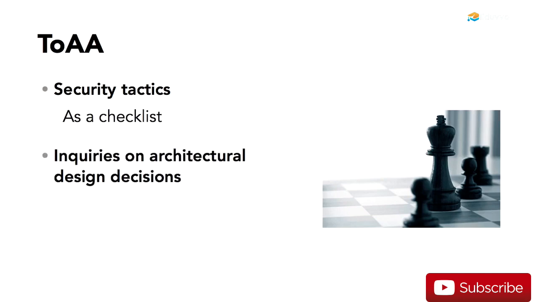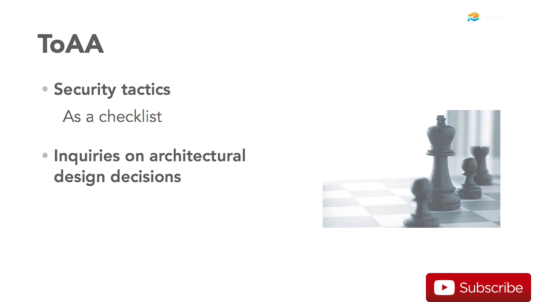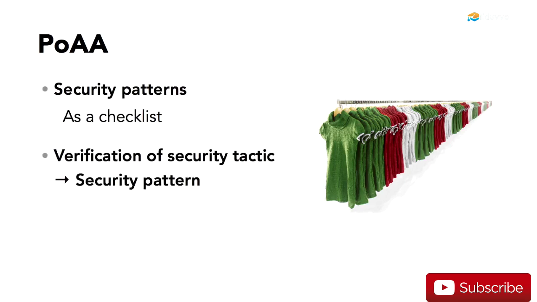During the TOA phase, you can use security tactics as your checklist to inquire about whether any architectural design decisions have been made to address the security tactics. During the POA phase, security patterns are your checklist to verify if a particular security tactic has been refined into a more specific design decision.